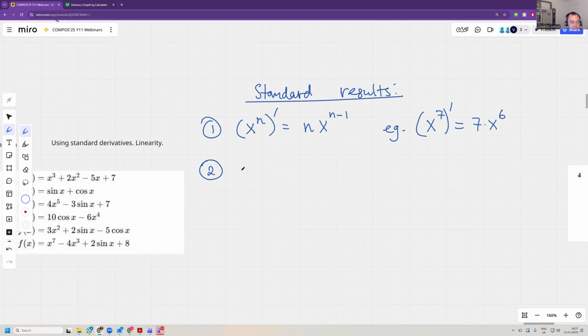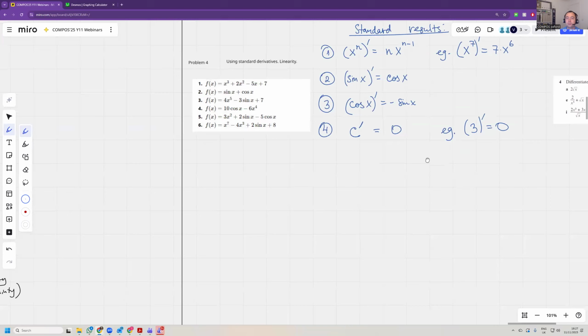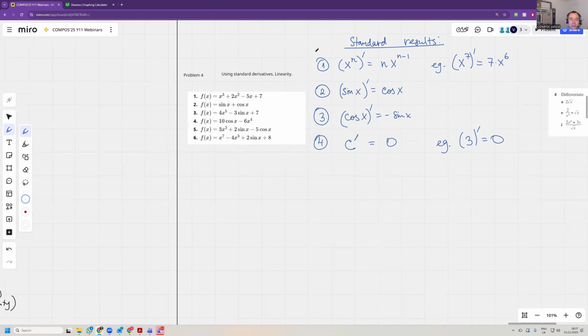The second standard result is sine x. The derivative of sine x is cosine x. Easy. Third, the derivative of cosine x is minus sine x. Also quite easy. And fourth, the derivative of any constant is 0. Example, the derivative of 3 is 0. Cool. This is the first thing.